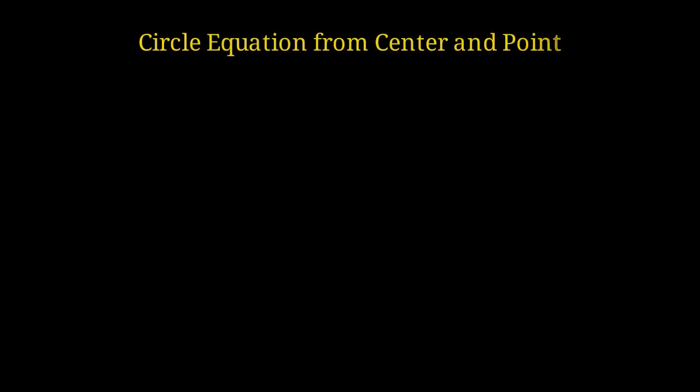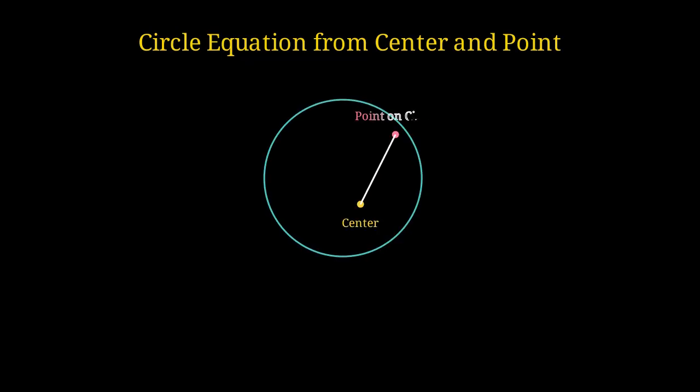Let's find the equation of a circle given its center and a point it passes through. We have a circle with center at (2, -3) that passes through the point (6, 5). Our goal is to find its equation and radius.